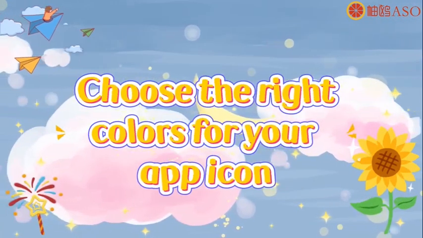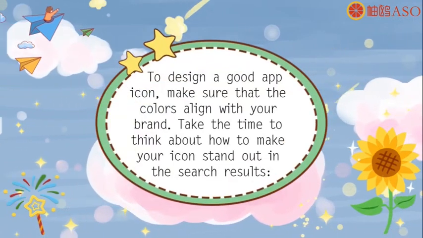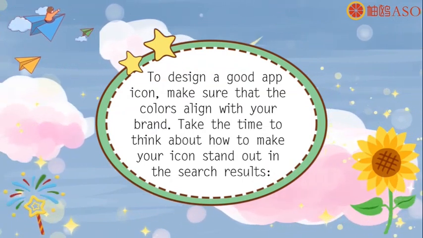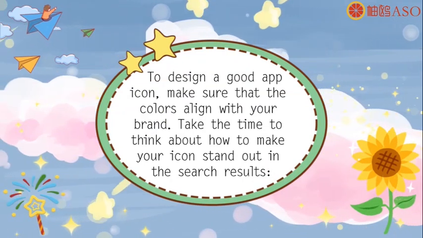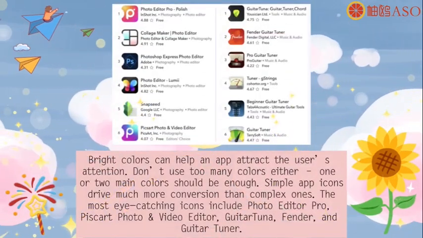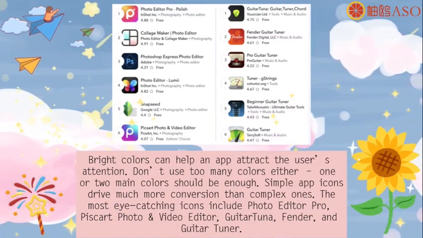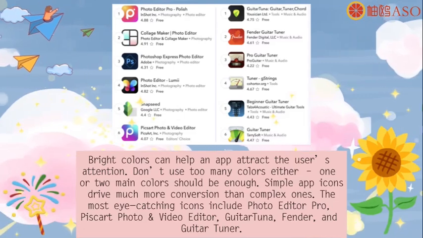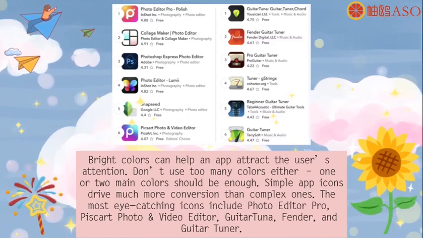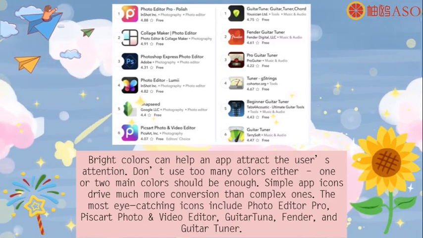Choose the right colors for your app icon. To design a good app icon, make sure that the colors align with your brand. Take the time to think about how to make your icon stand out in the search results. Bright colors can help an app attract the user's attention. Don't use too many colors either. One or two main colors should be enough. Simple app icons drive much more conversion than complex ones. The most eye-catching icons include Photo Editor Pro, Discard Photo Video Editor, Guitar Tuner, Fender, and Guitar Tuner.